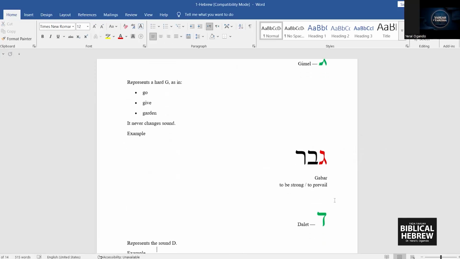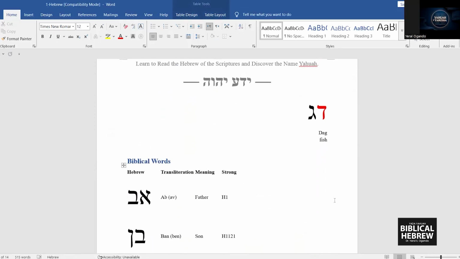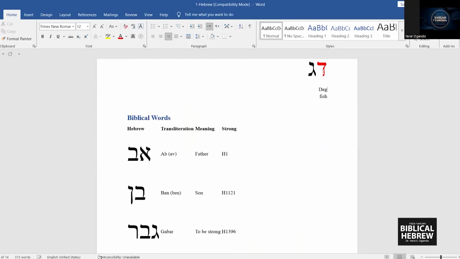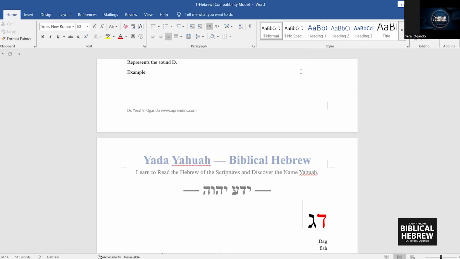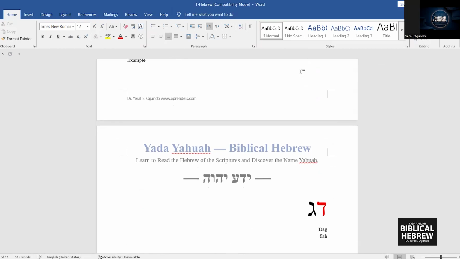And the last letter is Dalet, always as D, and we have the example here, dag. It is fish. If you go to the book of Kings, you're gonna find an idol which is Dagon. You can say Dagon, but since we're talking about Hebrew, it's Dagon, which is the fish god. That's why dag, you gotta remember, is fish.